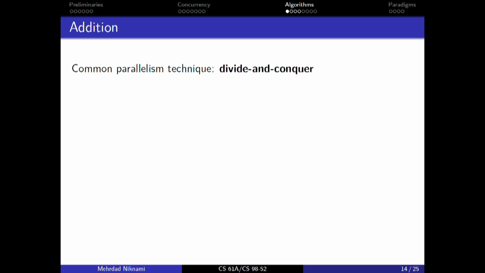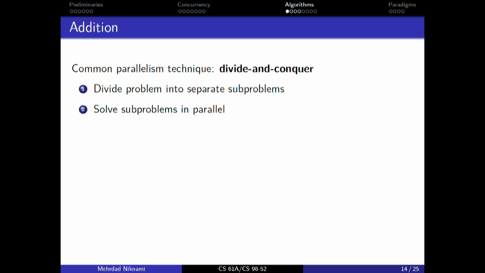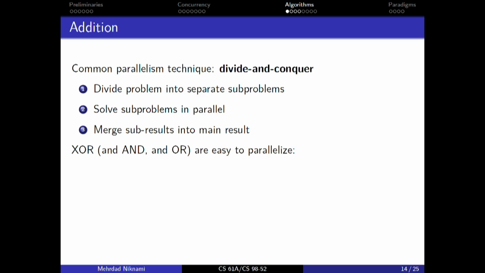So this is the algorithms now. We're finished with the concurrency, with the coding, but now the algorithms. There's a common technique. You'll learn about these in 170, but it's called divide and conquer. It's used for both sequential algorithms and parallel algorithms. The idea is you divide problems into subproblems, you solve the subproblems in parallel, and then you merge the results into the main result.